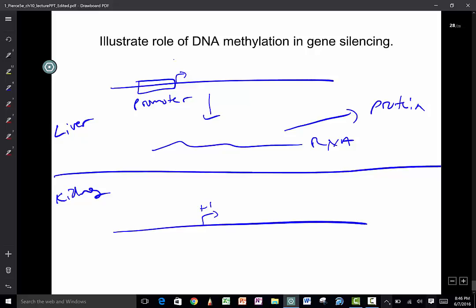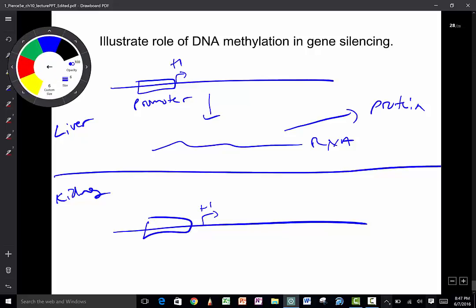So we have a promoter. The gene's still there. The gene's still the same, but now we've got these methyl groups. A lot of times they draw them as these little lollipop structures, just to make it simpler. So we've got all these methyl groups, and whenever we transcribe, we need proteins to bind on there and transcribe the gene. Now the protein can't bind, so those methyl groups block it, and we get no expression.